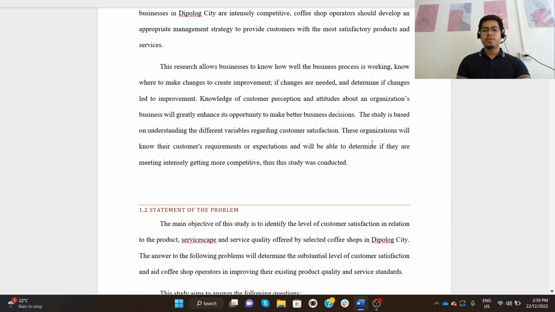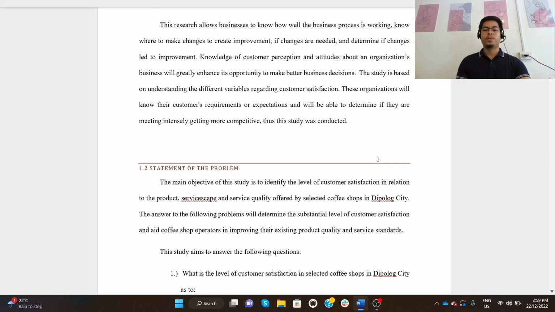Knowledge of customer perception and attitudes about an organization's business will greatly enhance its opportunity to make better business decisions. So the study is based on understanding the different variables regarding customer satisfaction. These organizations will know their customers' requirements or expectations and will be able to determine if they are meeting them as the market is getting more competitive. Thus, this study was conducted.